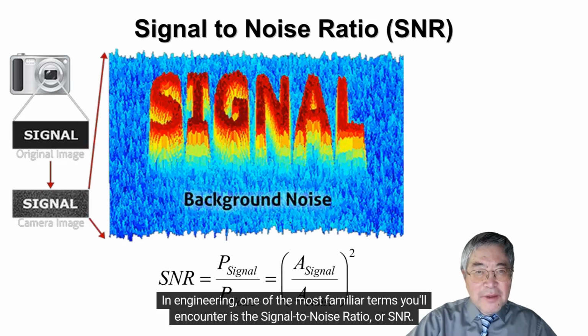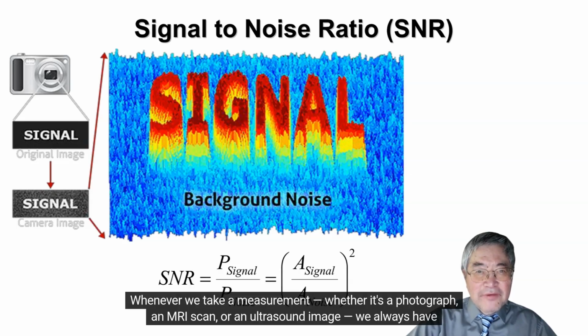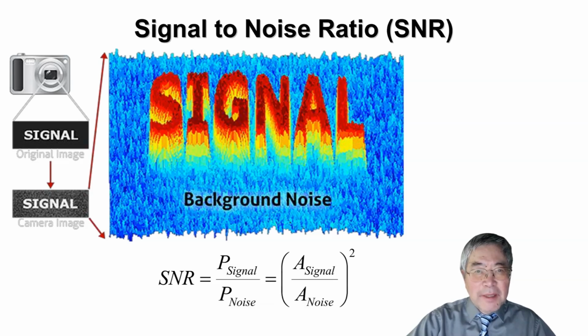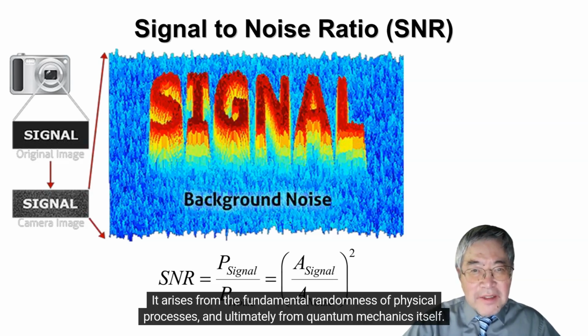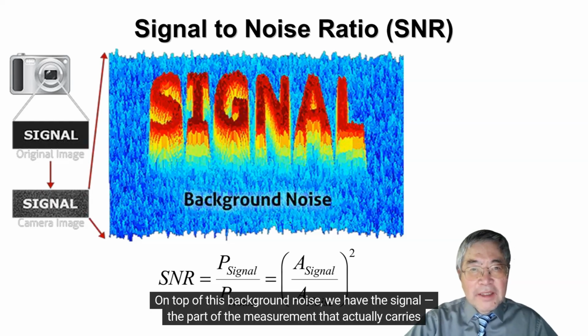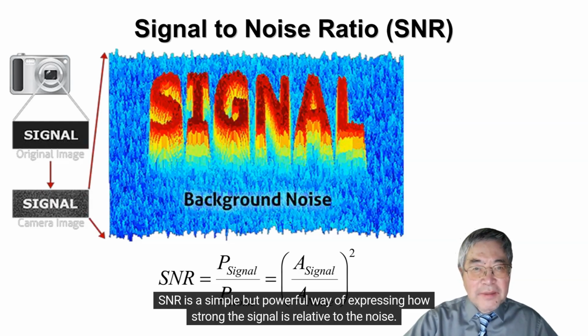In engineering, one of the most familiar terms you'll encounter is the signal-to-noise ratio, or SNR. Whenever we take a measurement, whether it's a photograph, an MRI scan, or an ultrasound image, we always have some amount of noise. Noise is unavoidable. It arises from the fundamental randomness of physical processes and ultimately from quantum mechanics itself. Nothing is ever perfectly certain. On top of this background noise, we have the signal, the part of the measurement that actually carries meaningful information. SNR is a simple but powerful way of expressing how strong the signal is relative to the noise.